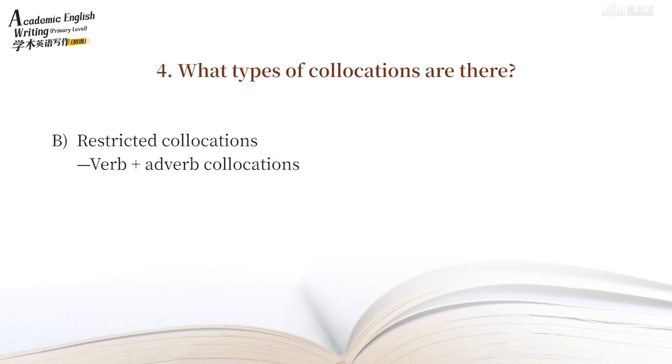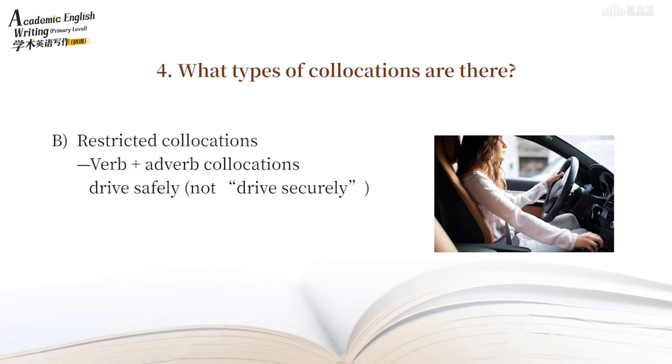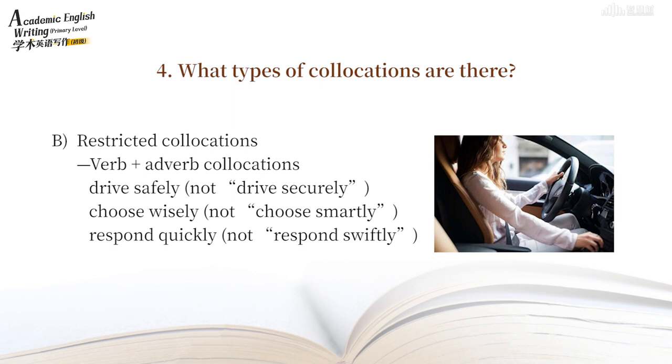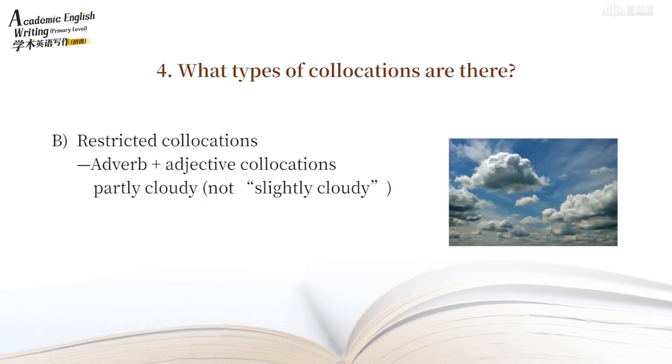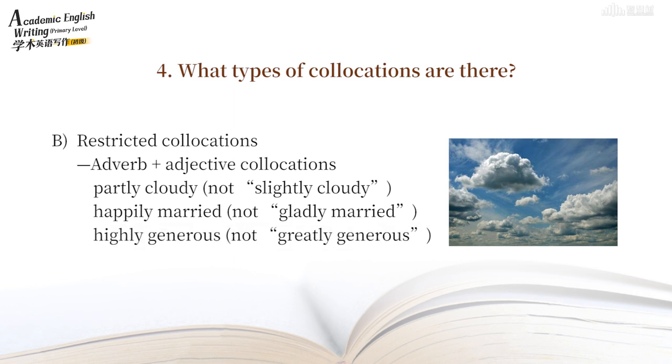5. Verb-adverb collocations. We generally say drive safely, not drive securely. Choose wisely, not choose smartly. Respond quickly, not respond swiftly. 6. Adverb-adjective collocations. For instance, we say partly cloudy, not slightly cloudy. Happily married, not gladly married. Highly generous, not greatly generous.